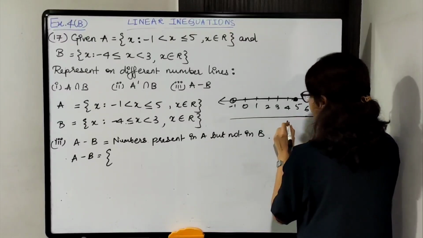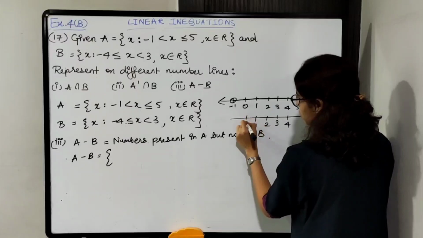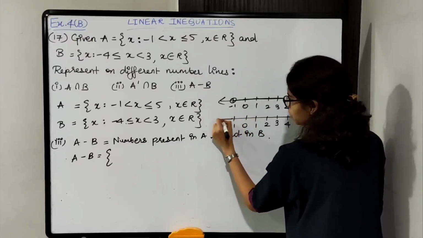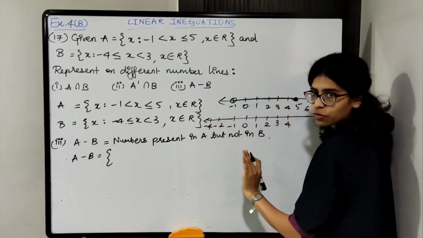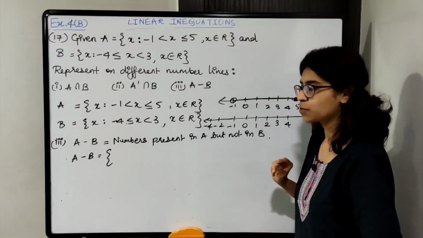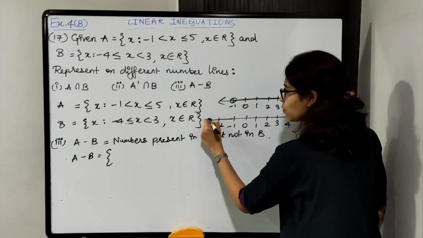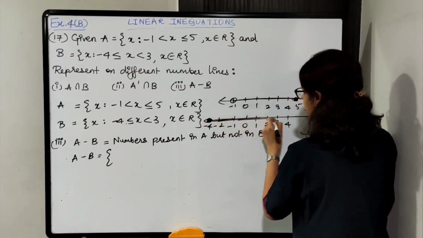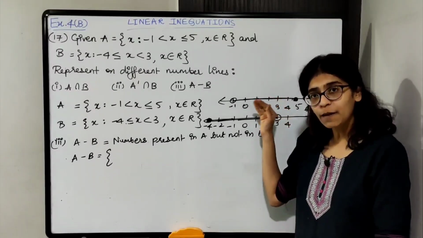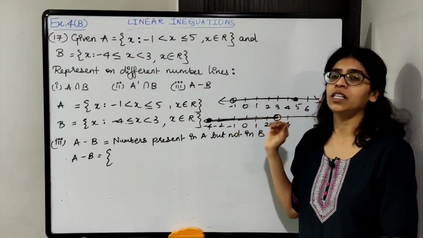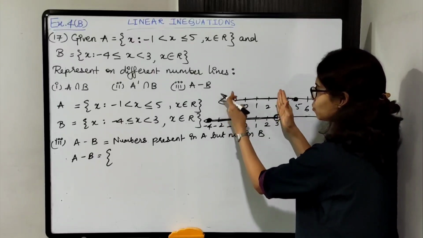I'm writing -4 over here, okay, after -2 because I don't have enough space. So from -4, -4 is also included, up to 3 where 3 is not included. Okay, so the elements will be in A but not in B. Which are these elements? So over here check the range.